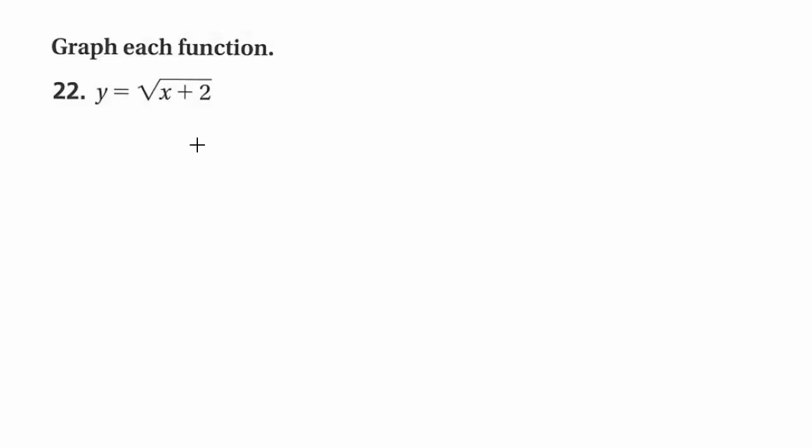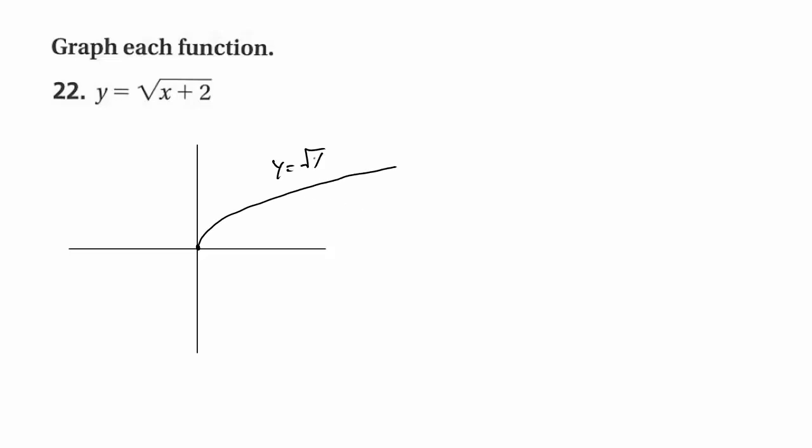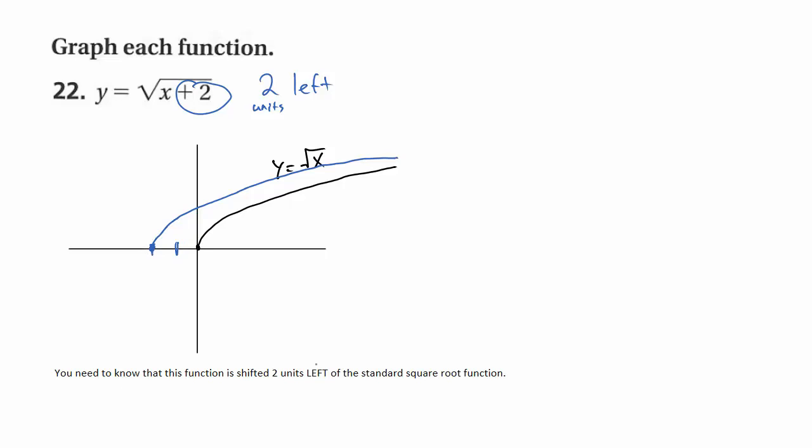For number 22, the most important thing you have to know here, we did a gizmo talking about this, is how that plus 2 changes the regular square root equation. So y equals square root of x is the sideways-shaped parabola, or at least the top half of it. And that plus 2 moves it 2 units to the left. And that's what you have to know. You need to know how those numbers shift the function.